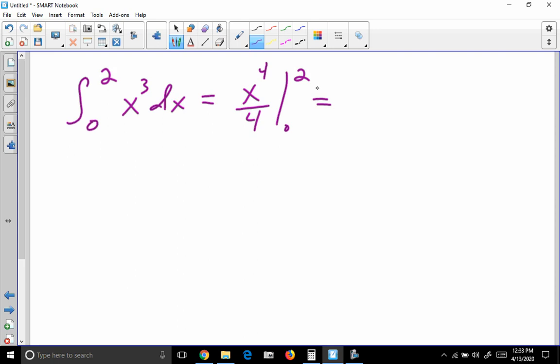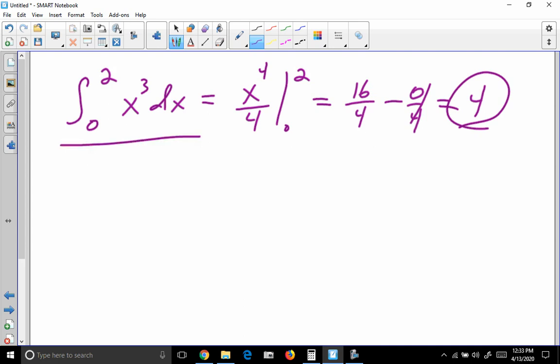If we plug a 2 in, we get 2 to the 4th over 4, and if we plug a 0 in, we get 0 over 4. So we end up getting 4 to be that exact area. Now, we normally wouldn't use the trapezoidal rule for this particular problem, because this is one that we are able to get the antiderivative for. Where the trapezoidal rule is really handy is when we have one that we're not able to get the antiderivative for. But before we do one of those, let's practice that on one that we are able to get the antiderivative.